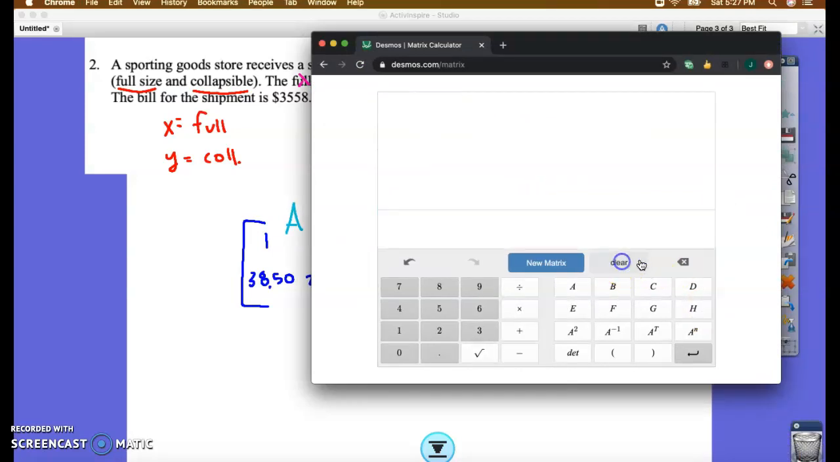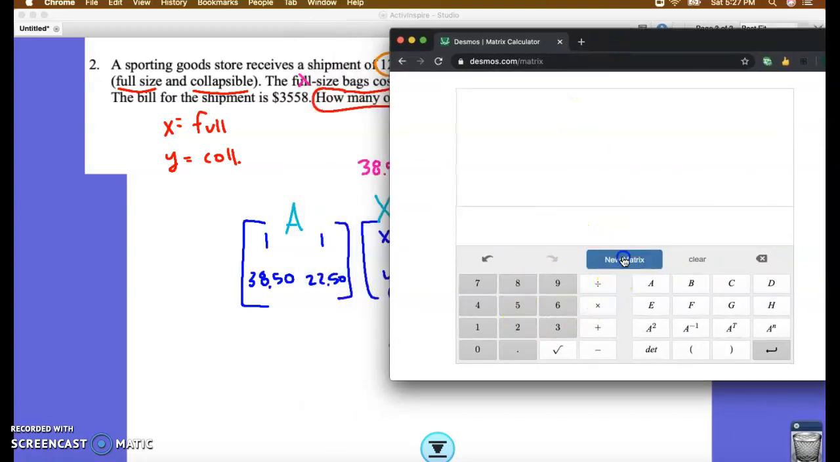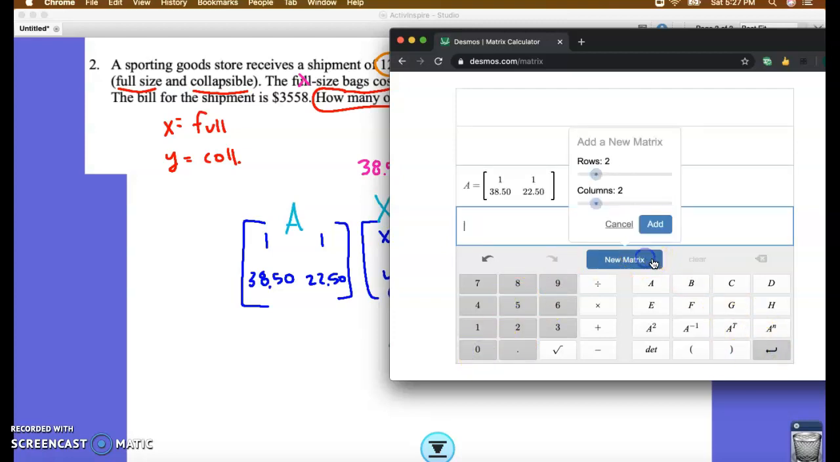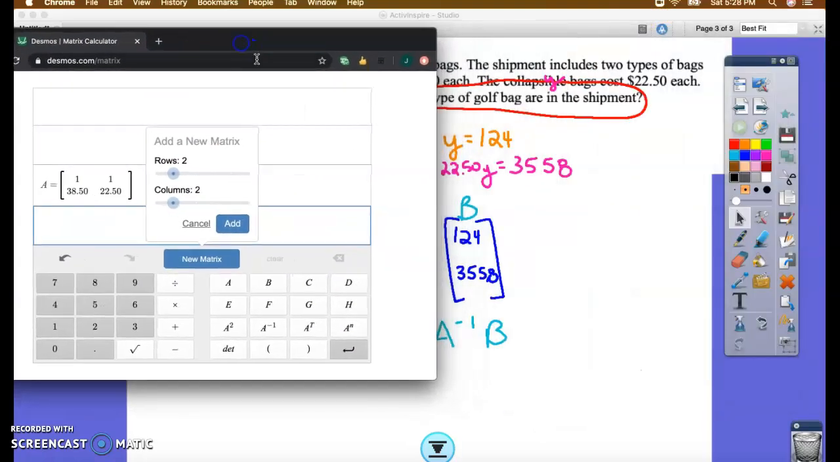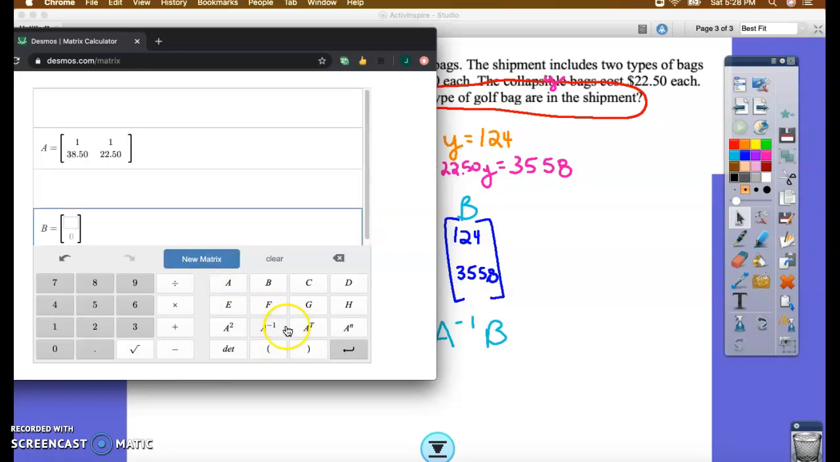Well, I hope. All right, so I'm going to clear this out, and I'm going to bring a new matrix into town, A. A is a 2 by 2. Let's add it. A is 1, 1, 38.50, 22.50. Boom. New matrix, B, is a 2 by 1. Let's add that. And it's 124. Oops, messed up, Miss Frybush. You said, welcome to our life. All this technology. 3558. Double, triple check your answers.